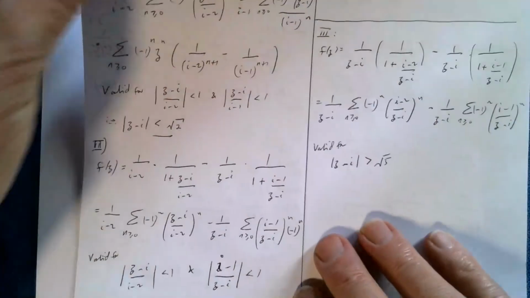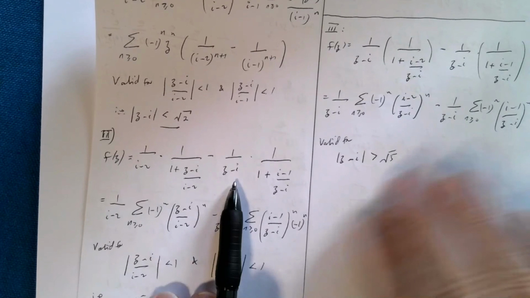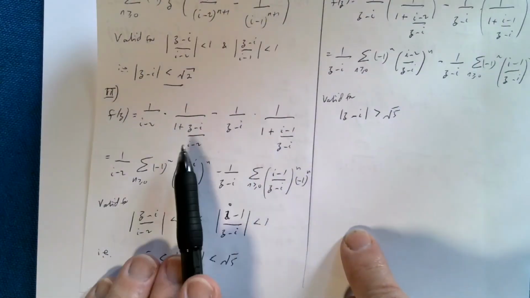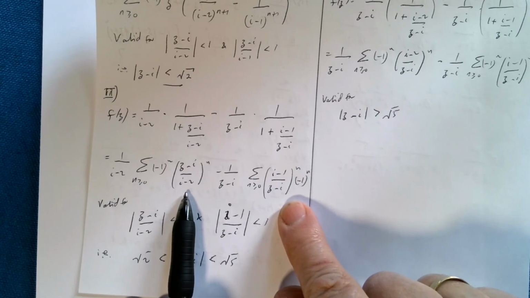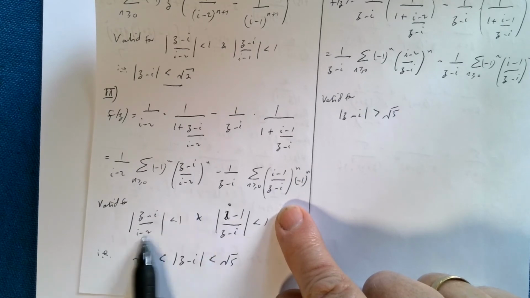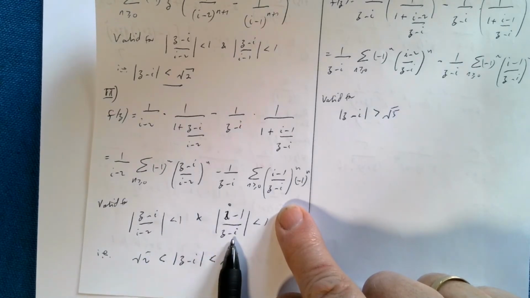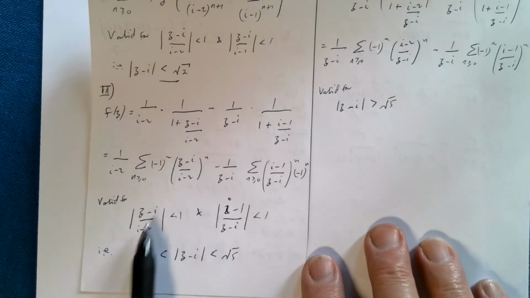So I'll grind through the calculations here. I factored that out there, and then once again you expand these out using known series. This is our geometric series. Now again, these expansions will be valid when the modulus of the common ratio is less than 1. So I want the modulus of that less than 1 and the modulus of that less than 1. Well, this one gives you modulus of z minus i less than the modulus of i minus 2, which is root 5.